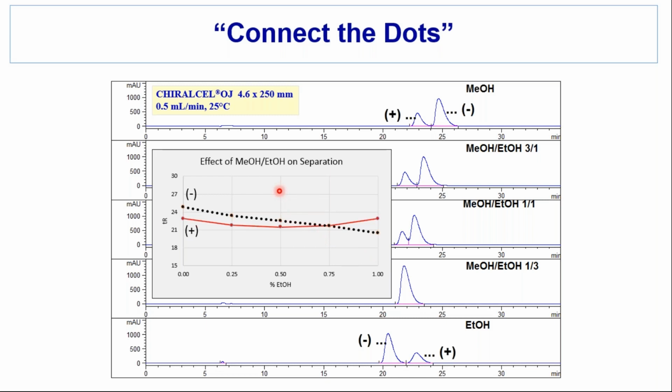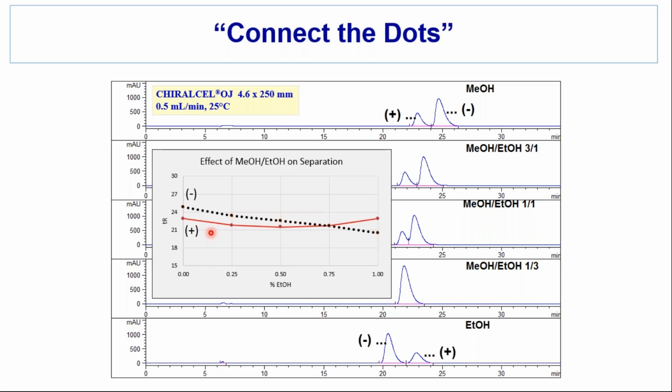So if we have a single component ratio of the alcohols, we can plot their effect on the retention of the two enantiomers. Just looking at this plot, we can see that for the minus isomer, as we increase the ethanol concentration, the retention time decreases. We could have seen that by inspection, but by plotting the data, that gives us an idea of how it works. I just use Excel to connect the dots, so to speak.